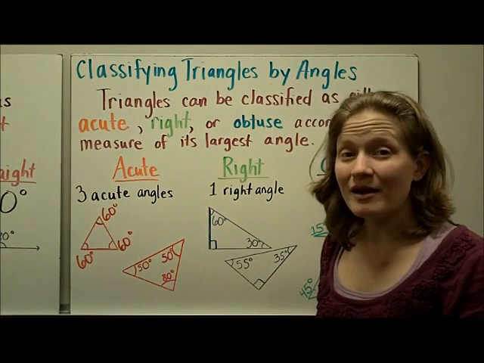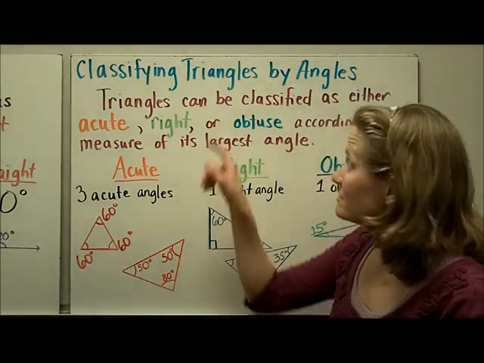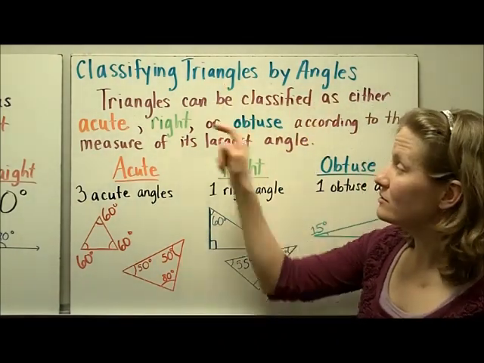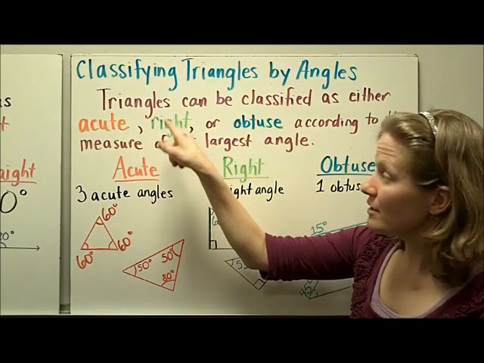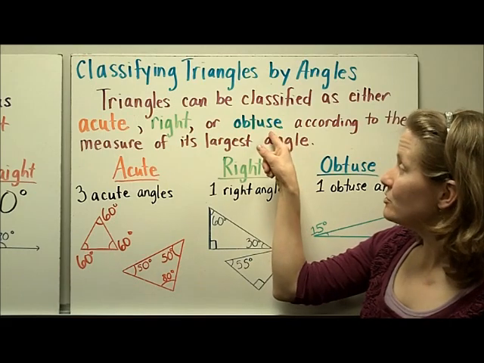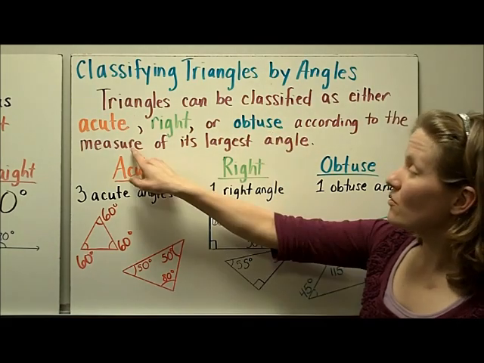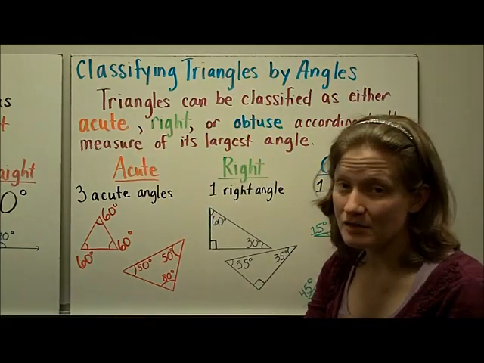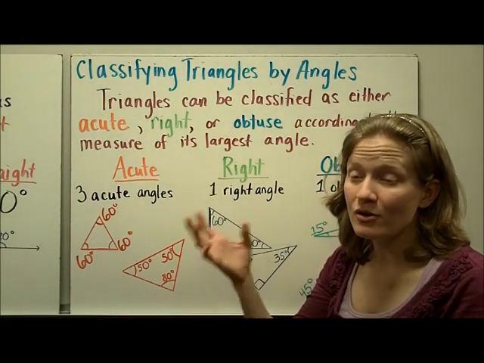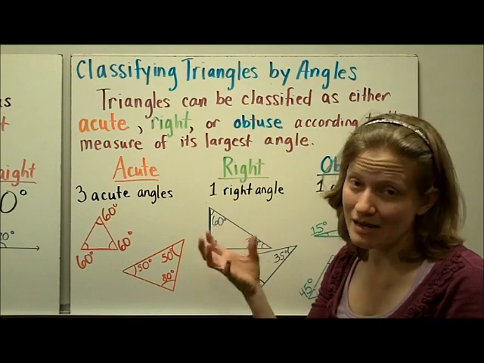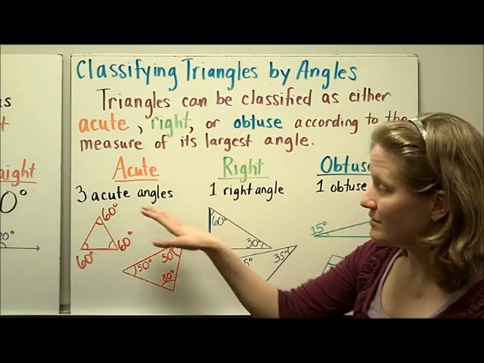We can take what we know about angles in order to classify triangles by their angles. Triangles can be classified as either acute triangles, right triangles, or obtuse triangles according to the measure of its largest angle. So whenever you look at a triangle, you look and find its biggest angle, and that's the name that you give it. So let's look at a couple of examples.